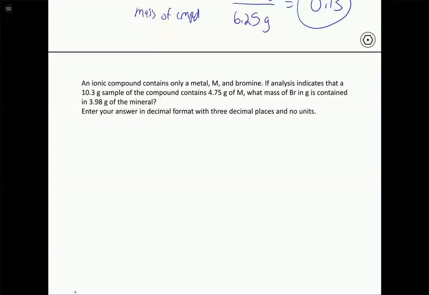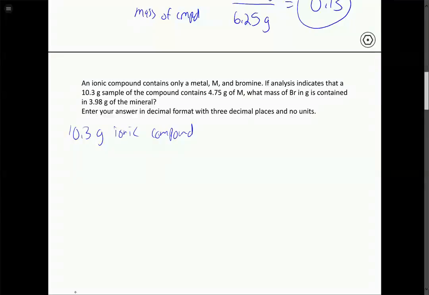Again, our starting point: we have 10.3 grams of the compound, an ionic compound in this case, not really a mineral. We're told that it has 4.75 grams of M, whatever that metal is, and the mass of bromine in that 10.3 grams is just going to be the difference of those two. So 10.3 grams of the compound minus 4.75, which is the mass of the metal.